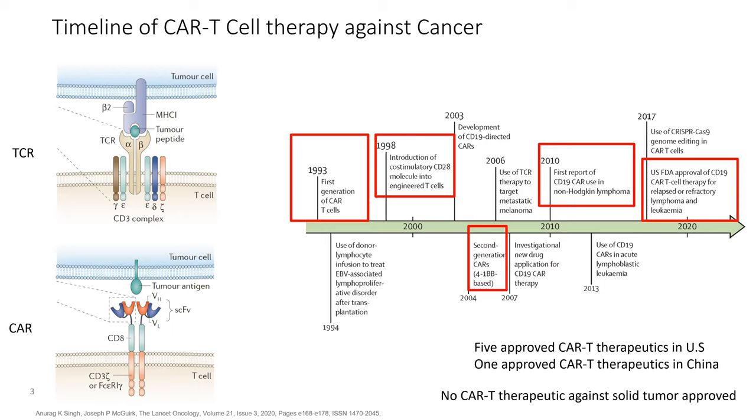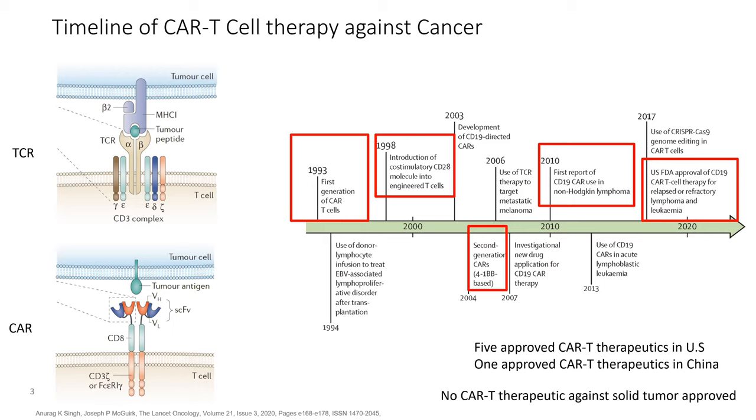In 1993, the first generation of CAR T cells was established. This is the first generation of CAR T with CD3 zeta as the intracellular domain. In 1998 and 2004, the co-stimulatory CD28 and 4-1BB were introduced to the CAR design. This is called the second generation of CAR T.